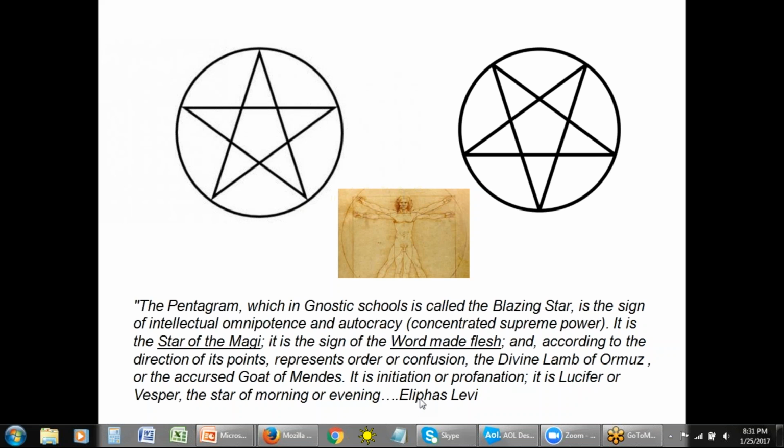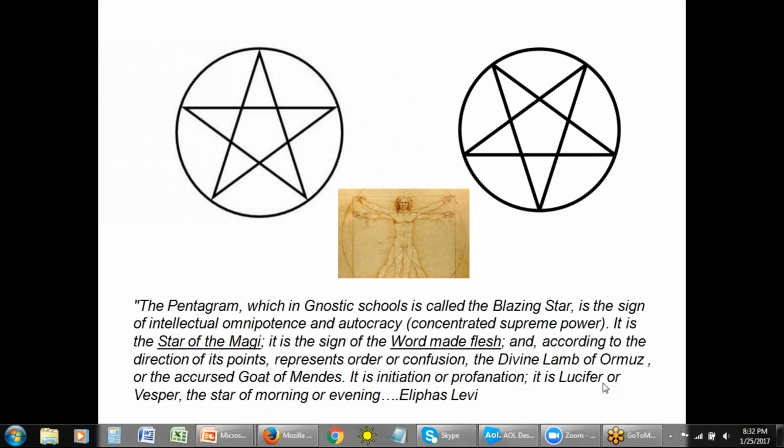It's the sign of the Word made flesh, but according to the direction of its points, it can either represent order or chaos, the divine lamb of Ormuz or the accursed goat of Mendes. It's either initiation or profanation. It's either Lucifer or Vesper. Then he says the star of morning or evening. Again, this Lucifer also didn't always have that negative connotation, but that's another story.